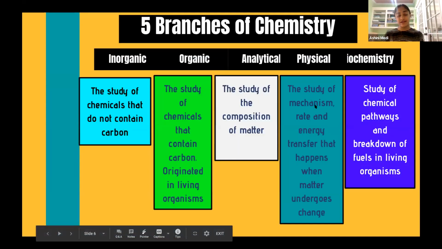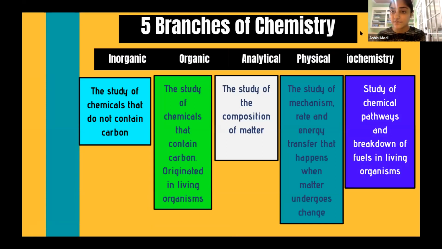So you have 5 branches of chemistry: inorganic, organic, analytical, physical, and biochemistry. Inorganic is the study of chemicals that do not contain carbon. Carbon is a very, very important element that we will talk about a little bit more later. You have organic chemistry, which is the study of chemicals that do contain carbon, and it originated in living organisms.